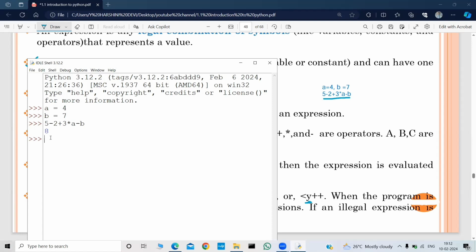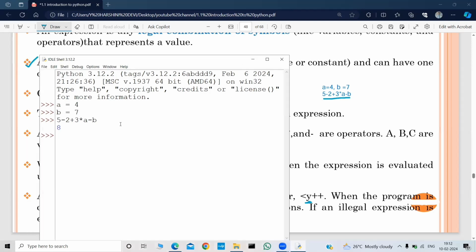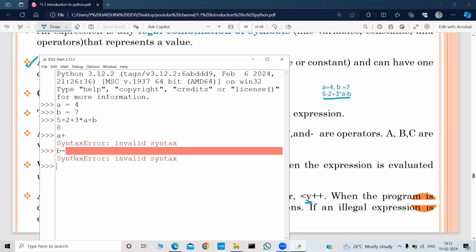So the output was 8. Using operator precedence, the output is 8. Now let's compute A plus and minus B. A plus gives me a syntax error, invalid syntax, because this is not at all an expression, right? Next, B minus is also a syntax error.